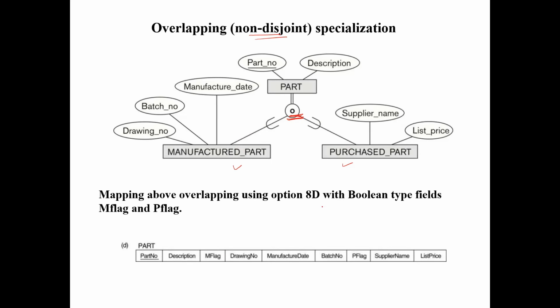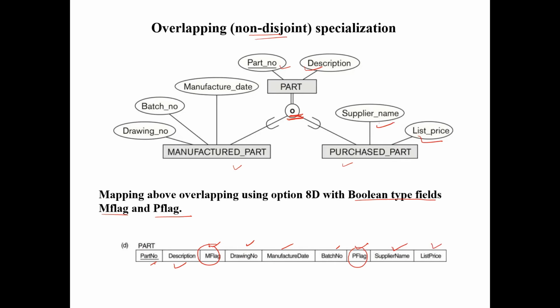So what we do here is add the Boolean type fields M flag and P flag, because there are two subclasses. So here we are adding two Boolean attributes, P flag and M flag. Now see here: part number, description. These are the attributes from the superclass. Then drawing number, batch number, manufacture date: all these are the attributes of the manufacture part. And from the purchase part, supplier name and list price are the two attributes. Now these two attributes, M flag and P flag, are the Boolean type.